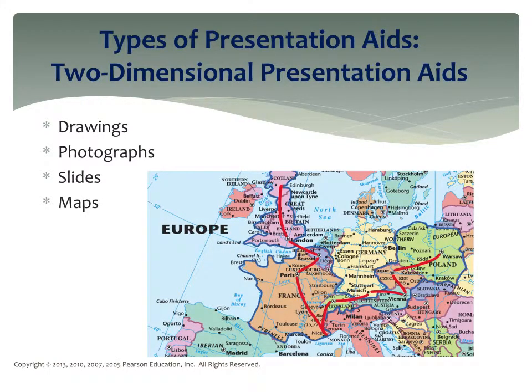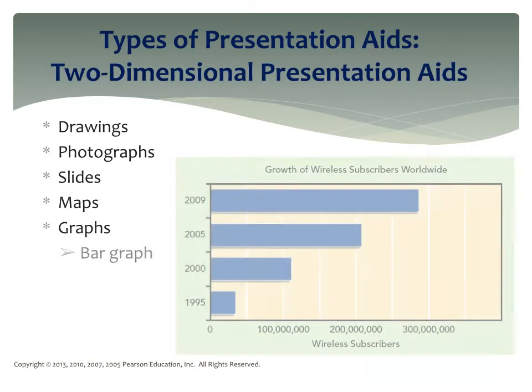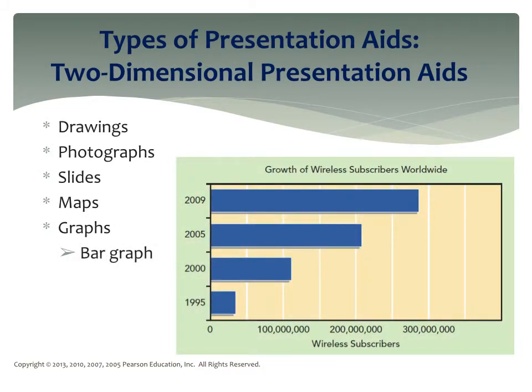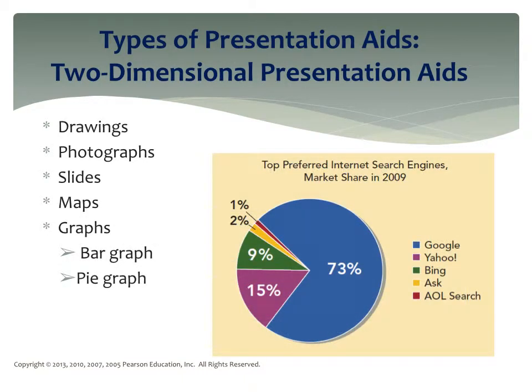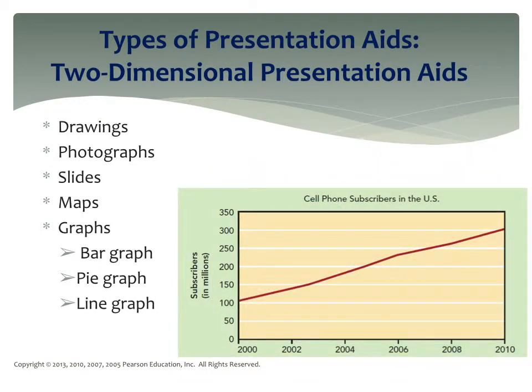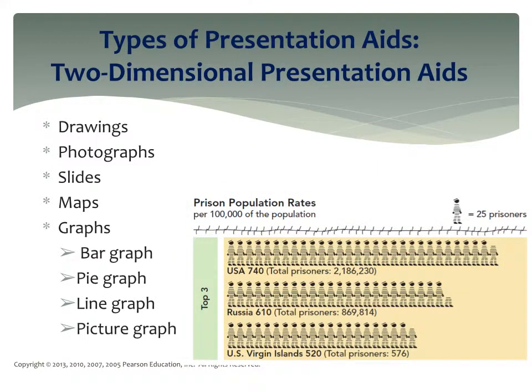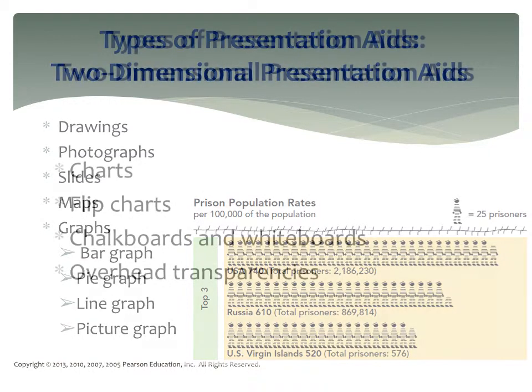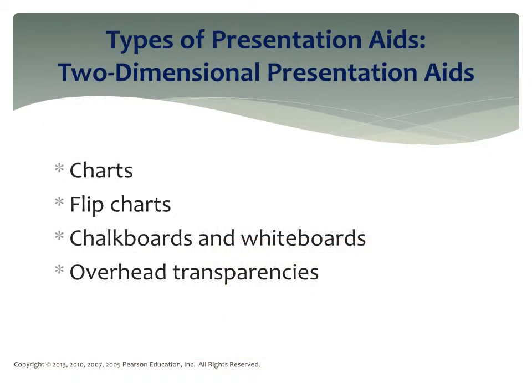Maps are also excellent two-dimensional presentation aids. As you can see in this map, a path is charted, and it's important that the speaker can show what he would like to show on the map. Also used in two-dimensional aids are graphs: the bar graph, the pie graph, the line graph, and the picture graph. Further two-dimensional aids are charts, flip charts, chalkboards, whiteboards.